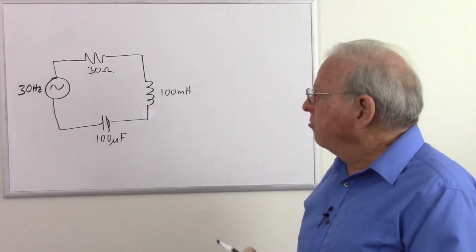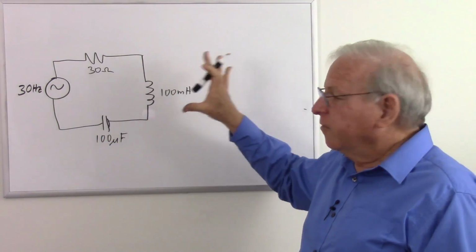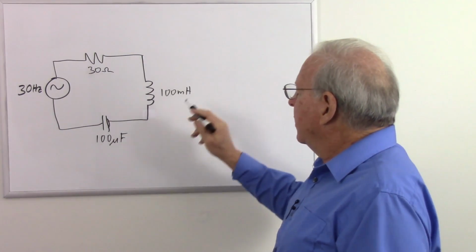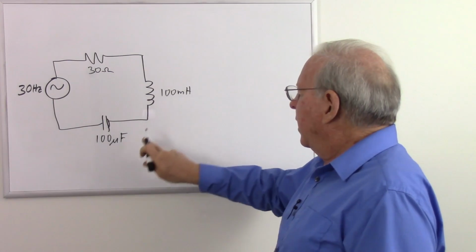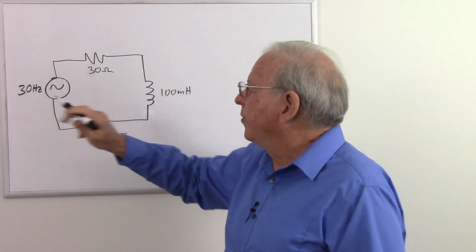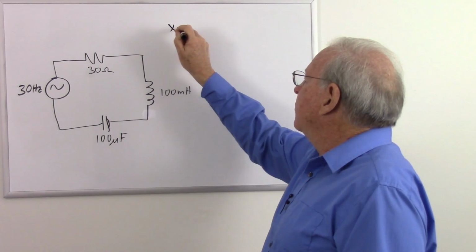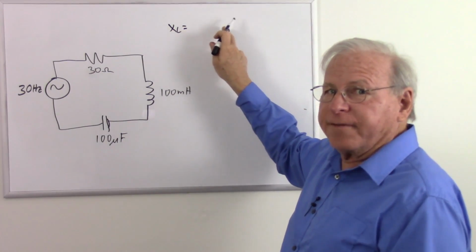So let's do the calculations. I'm going to write them up each time to remind you of the formulas as we go over it, because this is practice. So we have 100 millihenries and 100 microfarads, but now we have 30 hertz. So the inductive reactance, X sub L, is going to equal 2 pi FL.